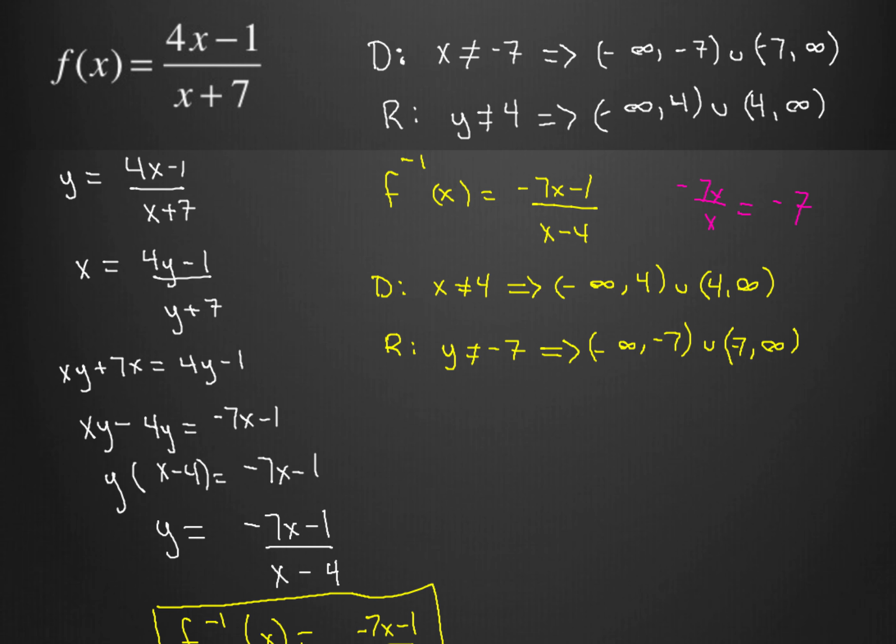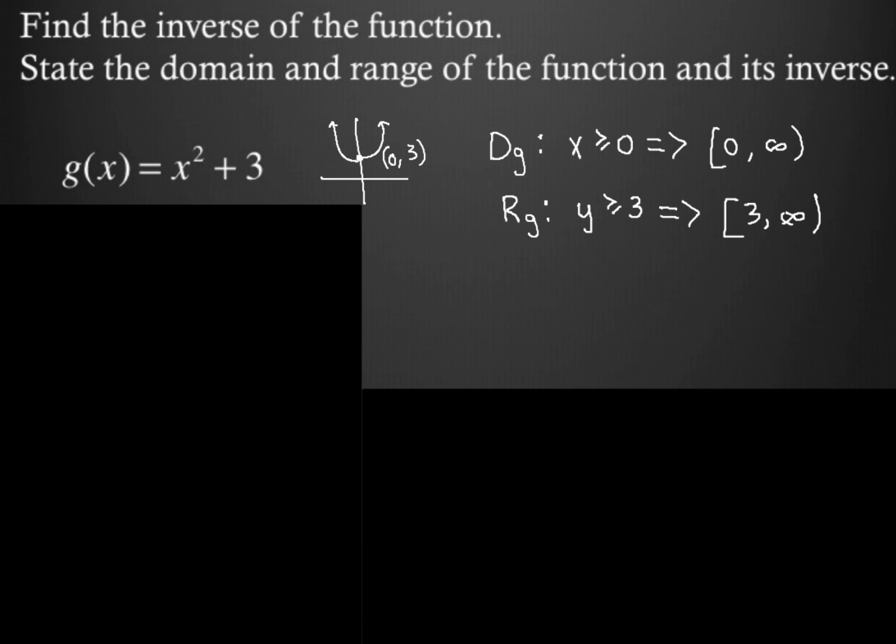Now let's go ahead and try another example. We've got one more example to go through. Here, we've got g of x equals x squared plus 3. You should recognize at this point that that's going to be a parabola with a vertex at the point (0, 3).